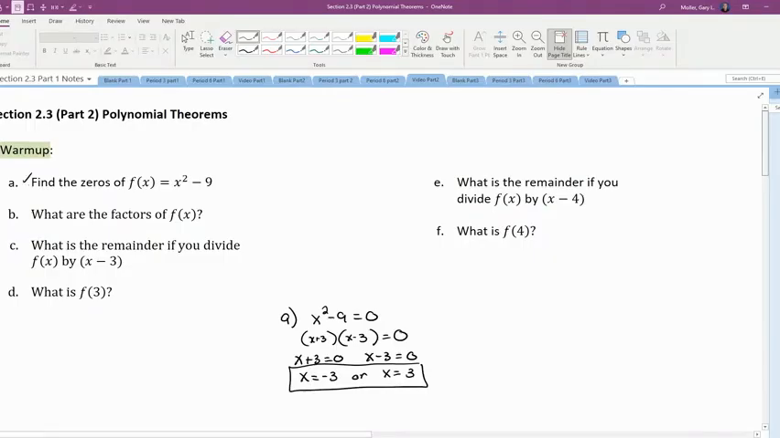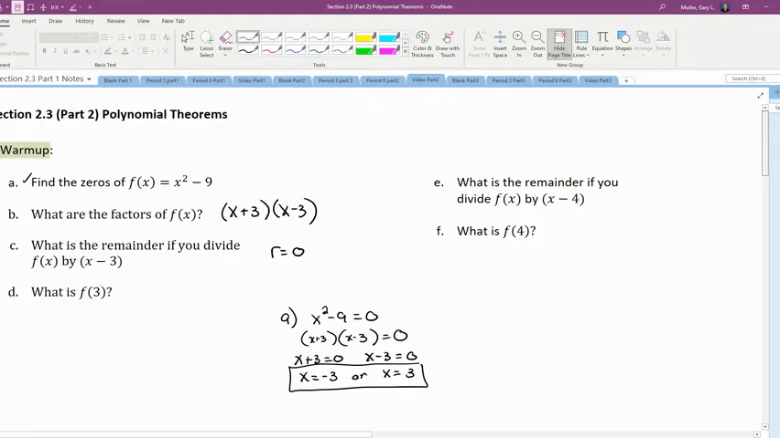Part B, what are the factors of f of x? All right, well, we just did that. So the two factors are x plus 3 and x minus 3. What would the remainder be if I were to divide f of x by x minus 3? Well, we could do it, but I know that x minus 3 is a factor of x squared minus 9. So I know that if I were to divide them, they're going to go in evenly, and therefore the remainder is going to equal 0. Okay, make sure you understand that connection, and I think you probably do. But since it's a factor, if I'm dividing by a factor, then that means there will be no remainder.